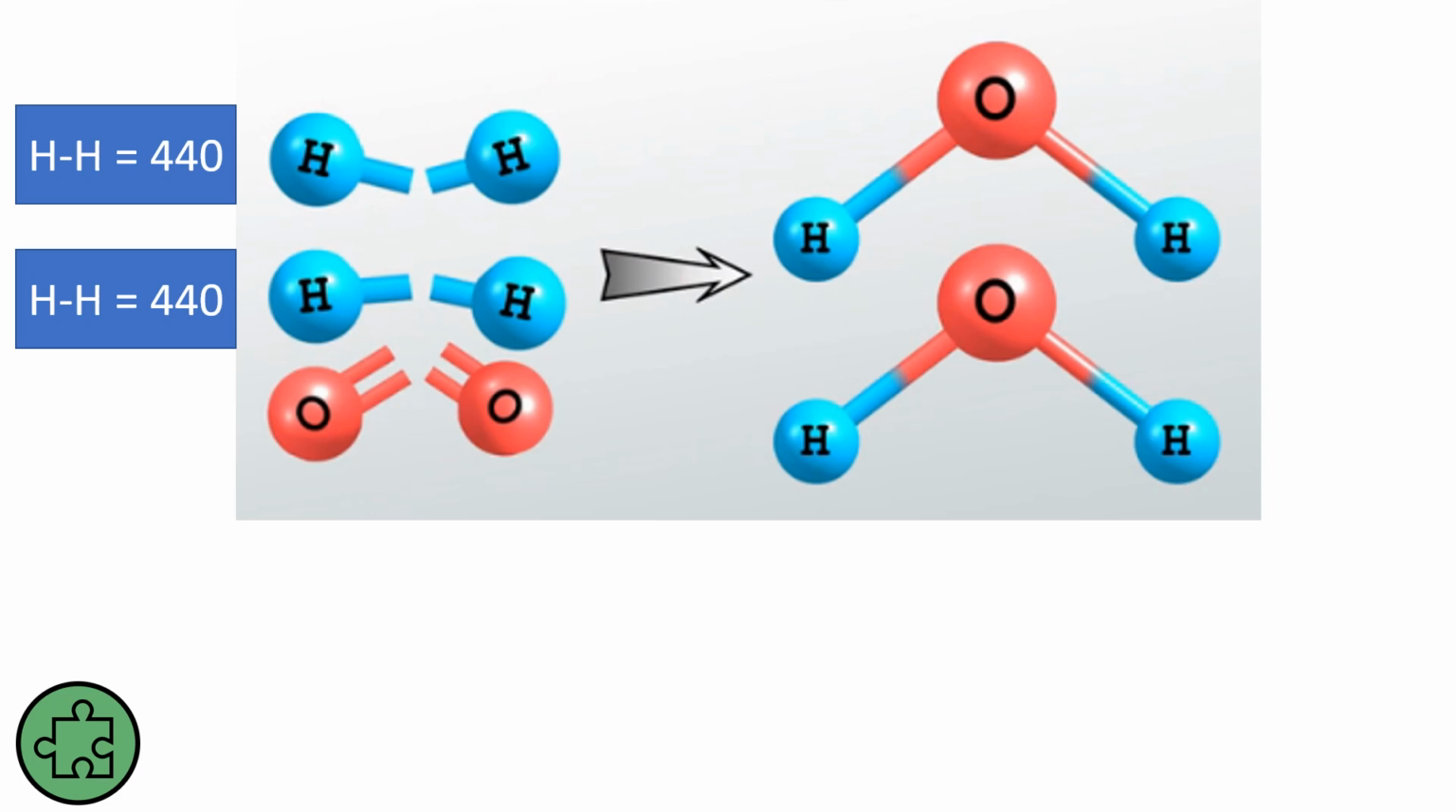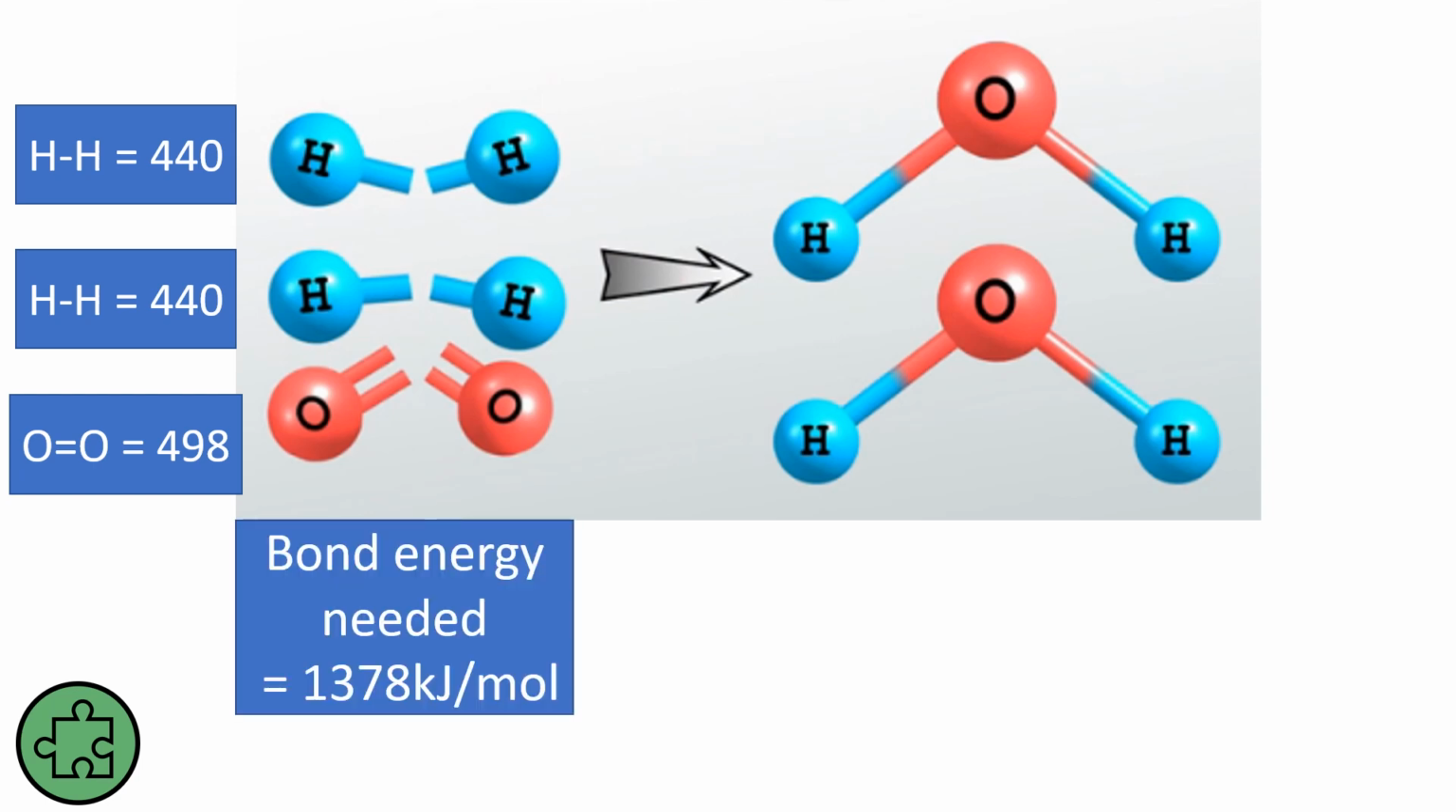And then I've got 1 double oxygen bond. I know it takes 498 kilojoules per mole to break that bond. That gives me, if I add those together, a total bond energy needed on the reactant side of 1,378 kilojoules per mole.